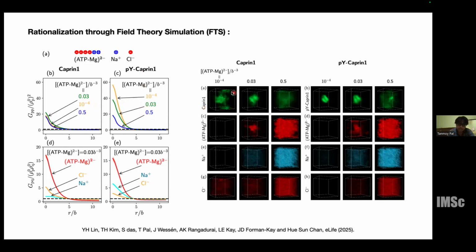And this trend is also shown in our density snapshots from our simulations. Here, the green cloud is protein concentration, where for Caprin-1 we see this reentrance, but for phosphorylated Caprin-1, no reentrance. And consistent with the experiments, we see that when there is a droplet, there is a co-localization of ATP-magnesium concentration with the droplet. This is also consistent with experimental data, which I'm not showing here, and it also shows up in our correlation function calculations.